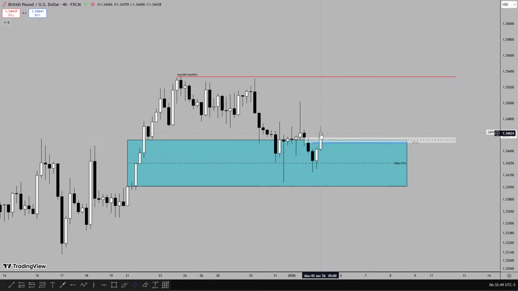Now, this is not an internal shift currently. I can call this a 4-hour internal shift only once I see price run the swing high. But at the same time, there's still a chance of price trading lower.